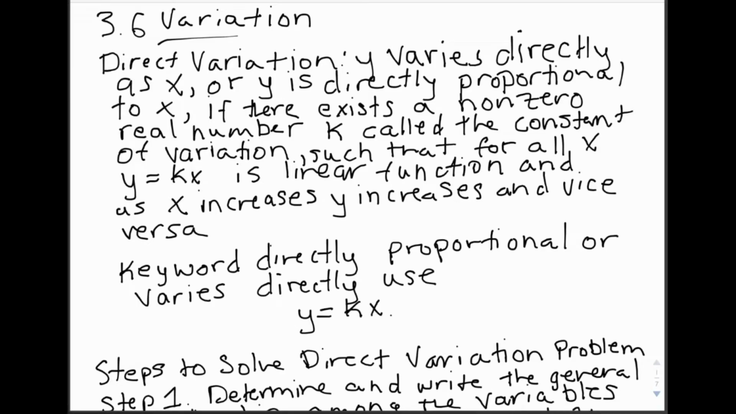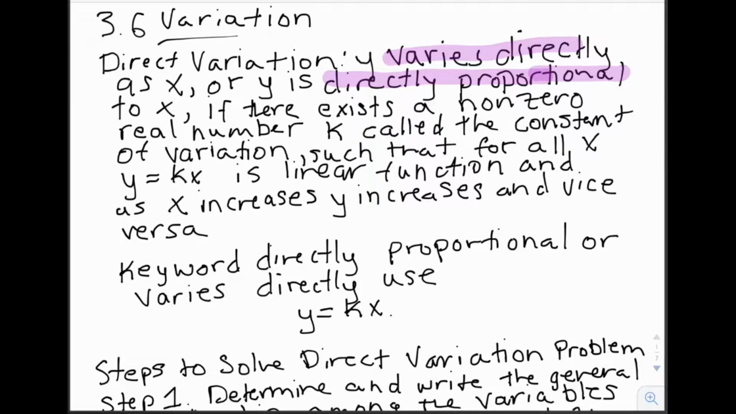Today we will be looking at 3.6, which is dealing with variation. To start it off, we will be looking at direct variation. So it states y varies directly as x. If you see "varies directly as x," then you're going to go ahead and use direct variation. Additionally, if you see "directly proportional," you know that we're dealing with direct variation.